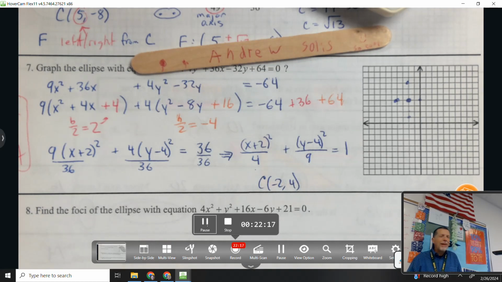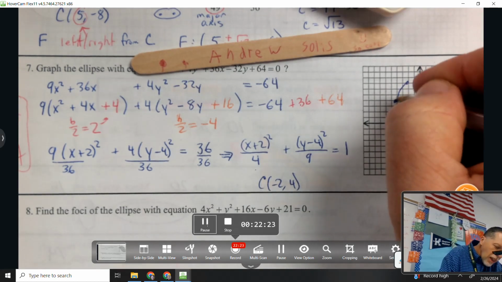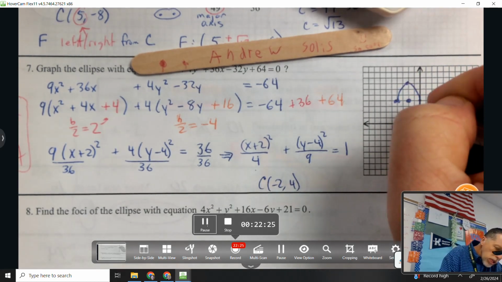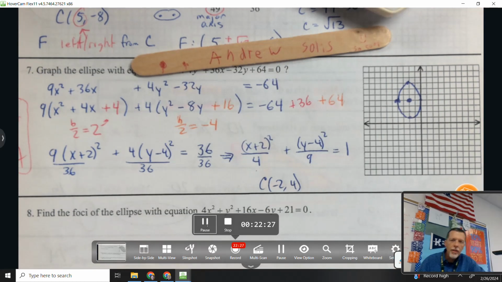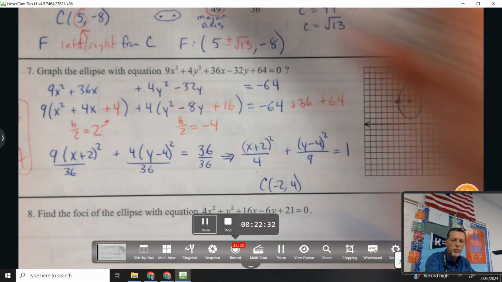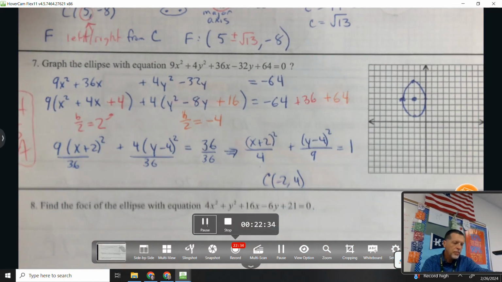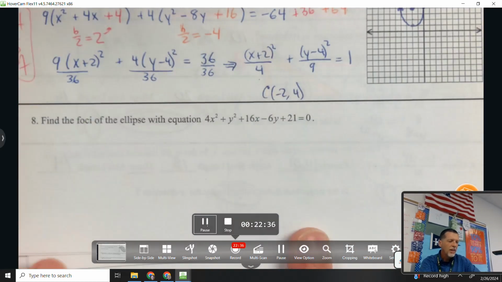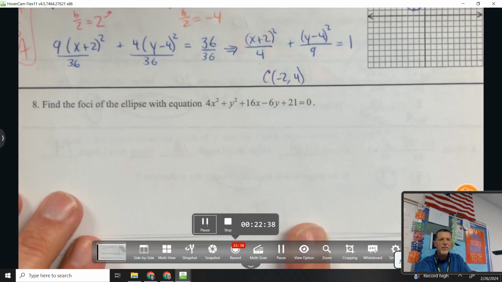Again, I'm not even really worried about who's a and who's b. If it's under x, go that many in x. If it's under y, go that many in y. And there's my picture. And it didn't ask about foci, so I guess we're good. Until we get to number 8. Find the foci of the ellipse with that equation.